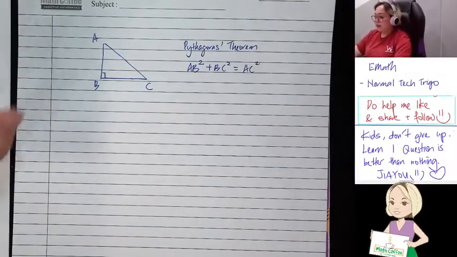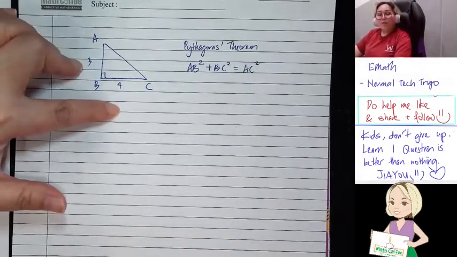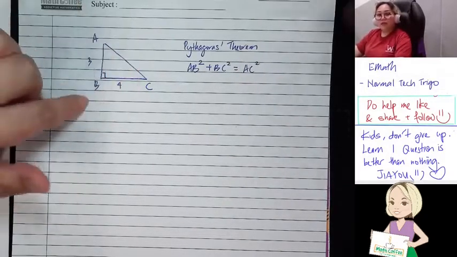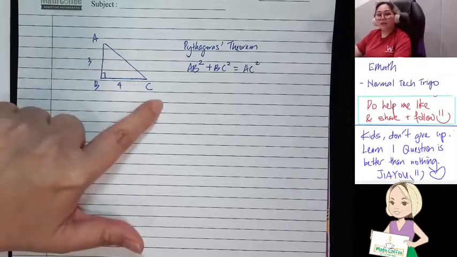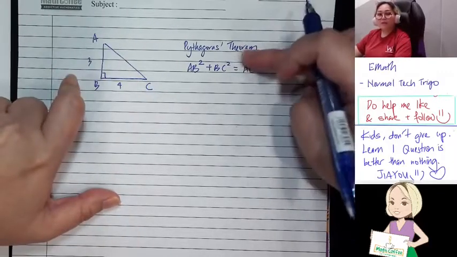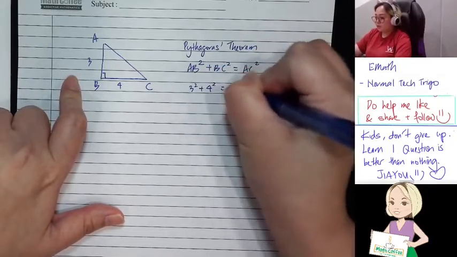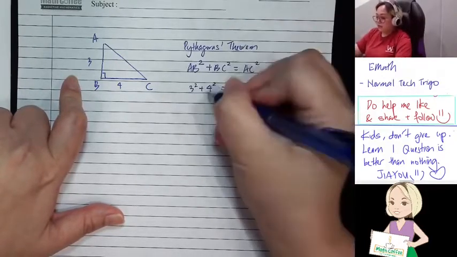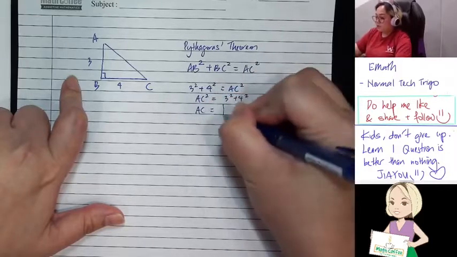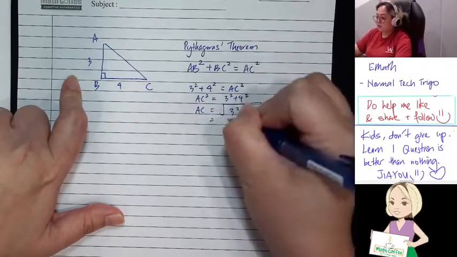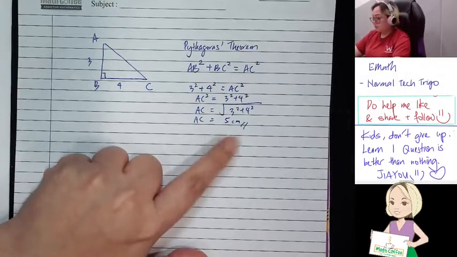So what does that mean? For example, let's say I give you this is 3, this is 4. If I'm only given two lengths, to find the third length you just apply the Pythagoras Theorem. Always take the two shorter ones, the longest one is the slanted one, the hypotenuse, AC. So 3 square plus 4 square is equals to AC square. I can write it the other way around: AC square is equals to 3 square plus 4 square. My AC will be the square root of 3 square plus 4 square, and you will get 5. That's how you get the third length, by Pythagoras Theorem.